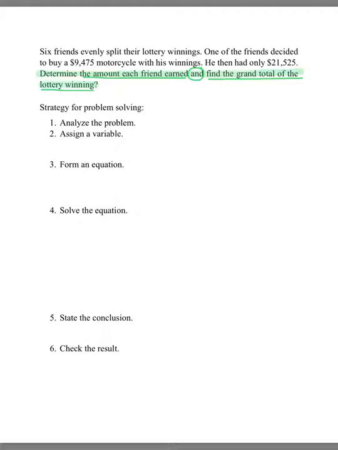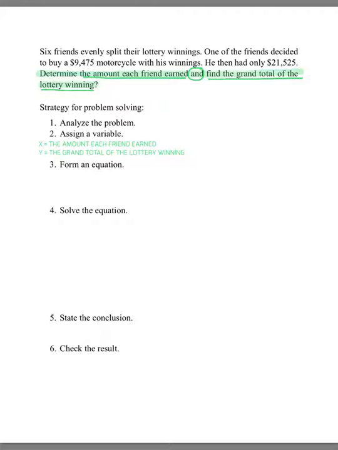So we're going to have two variables, so let us go ahead and assign our variables in step 2. Keep in mind that you can use any two letters that you want. I'm going to go ahead and use x and y in this case. So x is going to be equal to the amount each friend earned, and y is going to equal the grand total of the lottery winning.